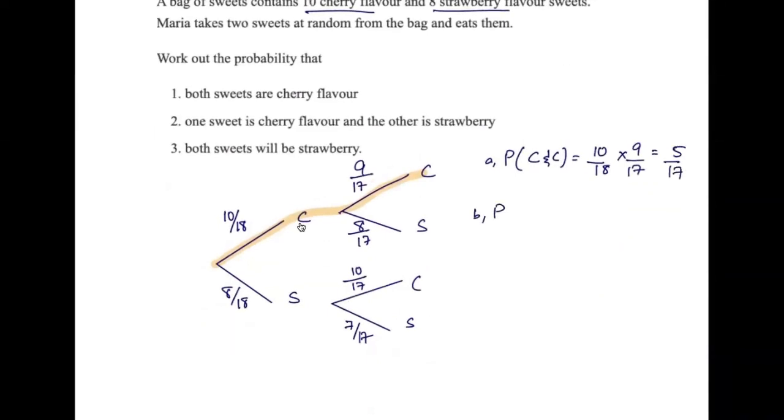Part B. Find the probability that one sweet is cherry and the other is strawberry. One sweet is cherry and the other is strawberry, or you can have the first one strawberry and the second one cherry. So these are the two branches whose probabilities you are going to add. So 10 upon 18 multiplied by 8 upon 17 plus 8 upon 18 times 10 upon 17. Add them.